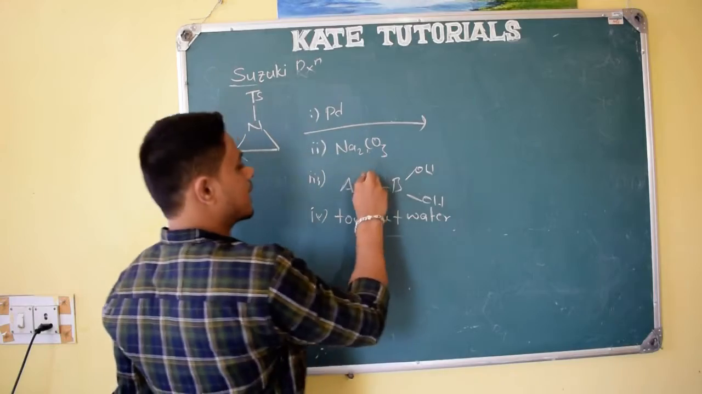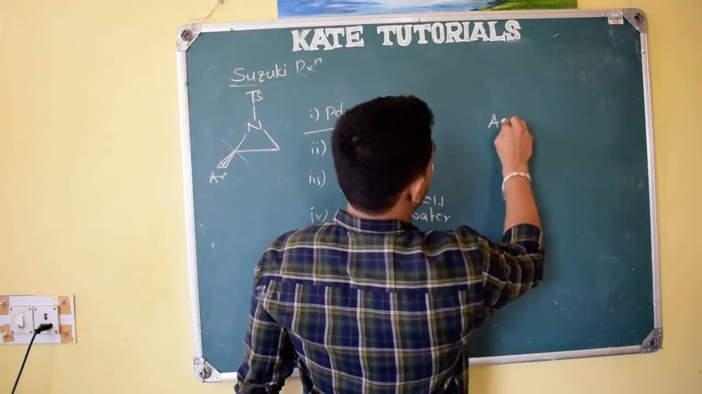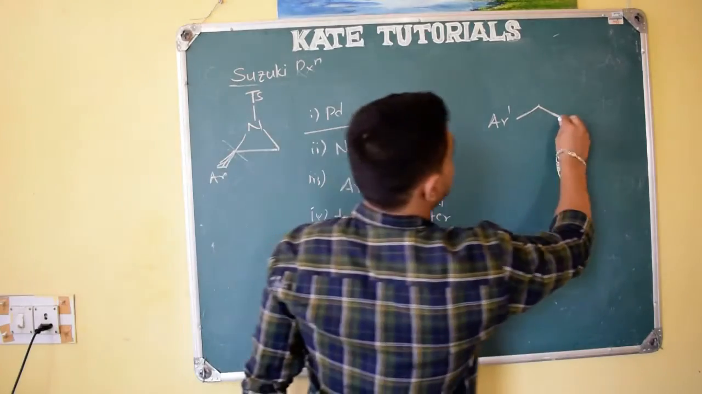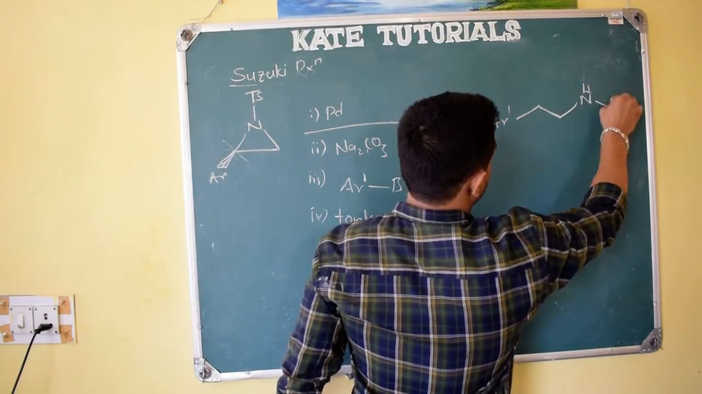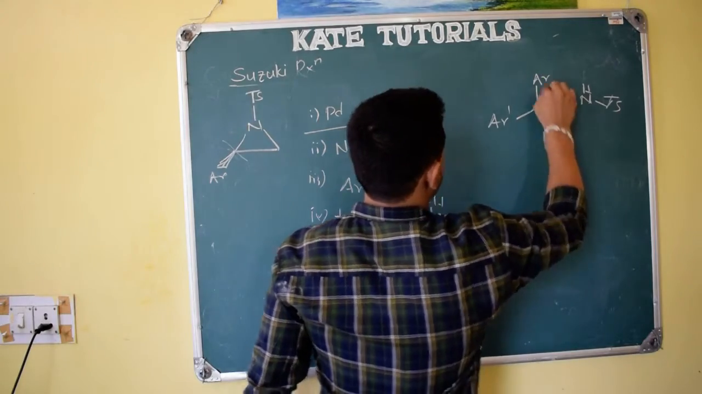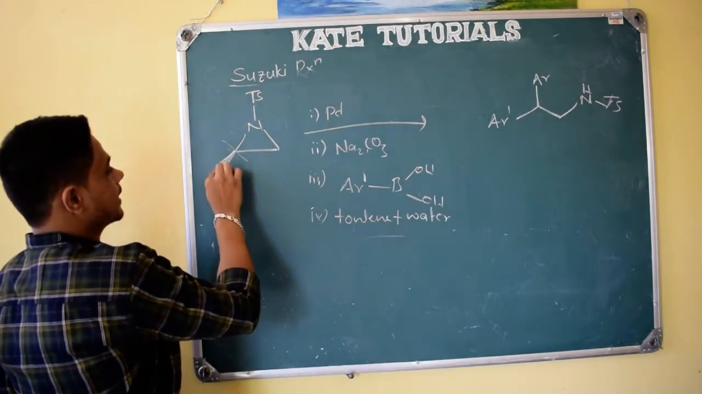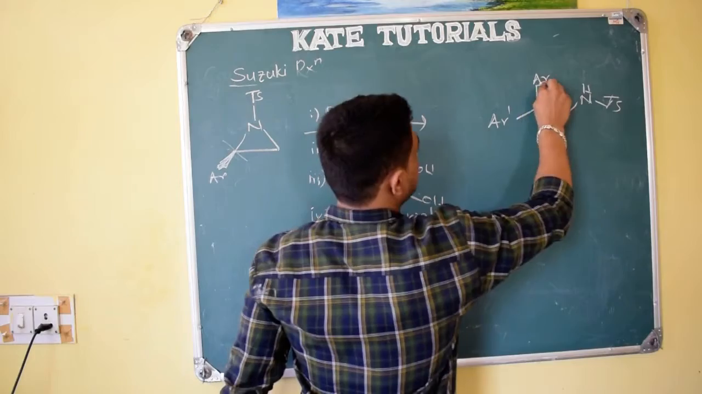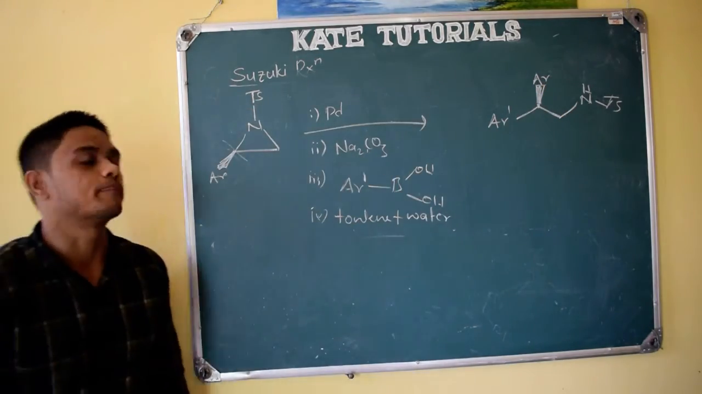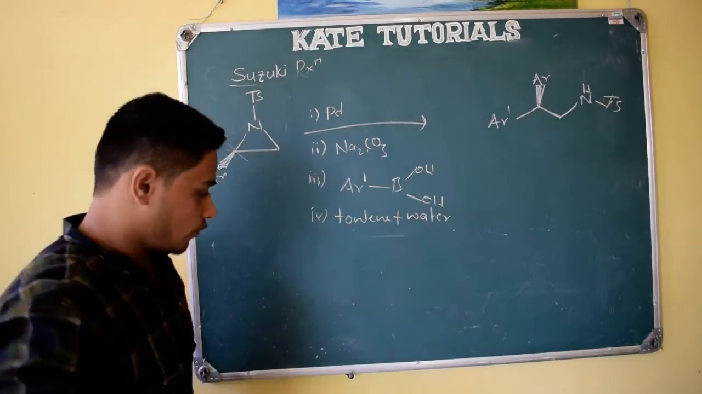Here they have written Ar dash, right? So the same Ar dash, NH, Ts, and here Ar. One thing you should remember, here the Ar is above the plane, and here also Ar is above the plane. So retention of stereochemistry has happened, right? And one more thing I have forgotten to tell.